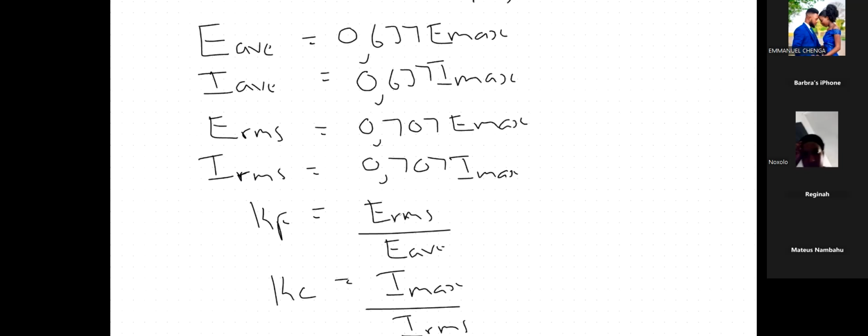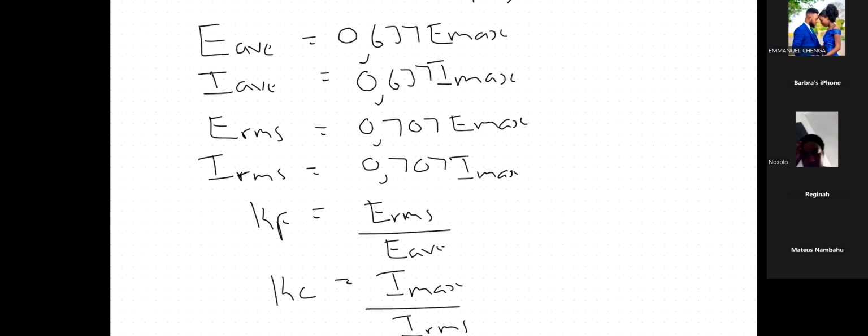Okay, so the same to calculate the form factor, which is the RMS value, which can be E RMS divided by E average. And then you can also have the crest factor, which is Imax divided by IRMS. So these are some of the calculations which can also come with this question: how to calculate the average values, how to calculate the RMS values, how to calculate the form factor, and also how to calculate the crest factor.